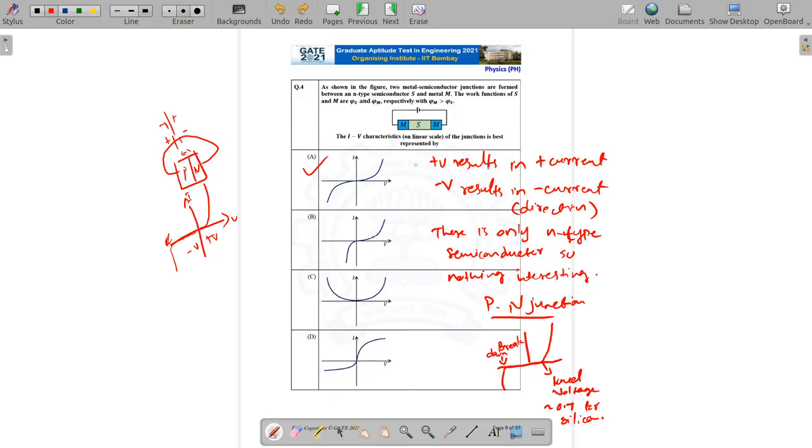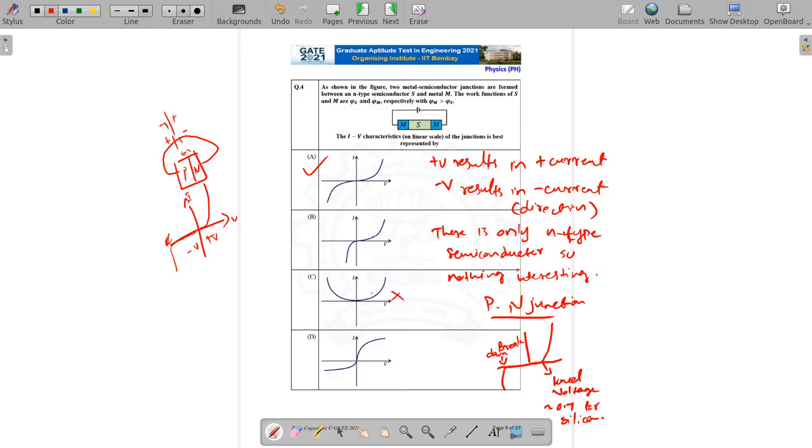If you have positive voltage, you will have positive current. Now if you reverse the voltage, the semiconductor is always having charge carriers, N-type charge carriers, electrons. So anyway there is a current flowing. If you reverse the voltage, the current will be flowing the other way around.